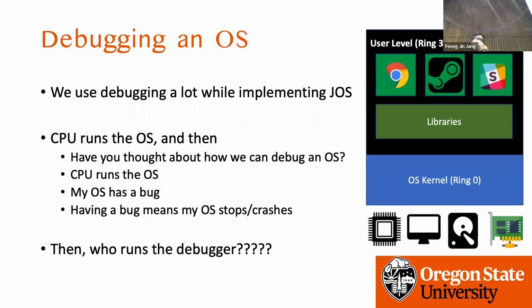You guys are working with QEMU and GDB for debugging an operating system. We use debugging a lot to implement the operating system because even JOS is around 8,000 lines of code, compared to Linux or Windows, real operating systems that consist of several million lines of code. For example, Linux comprises around 20 million lines of code. So the complexity of the operating system is orders of magnitude bigger than the JOS operating system.